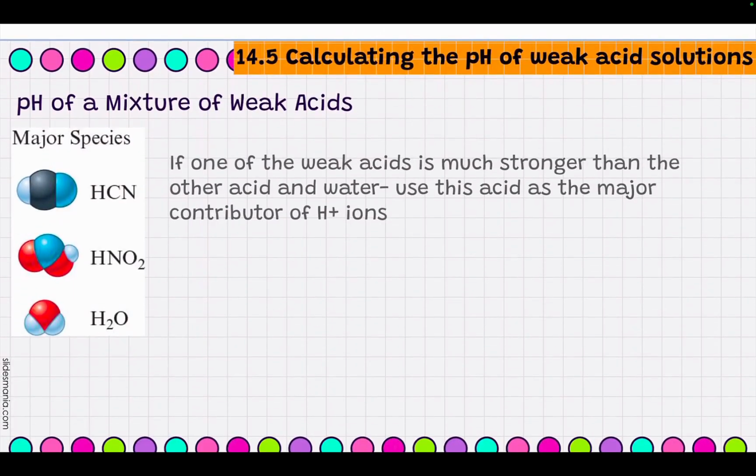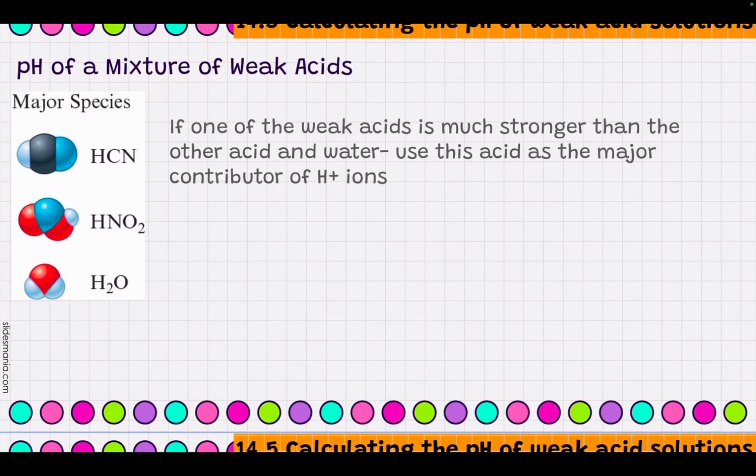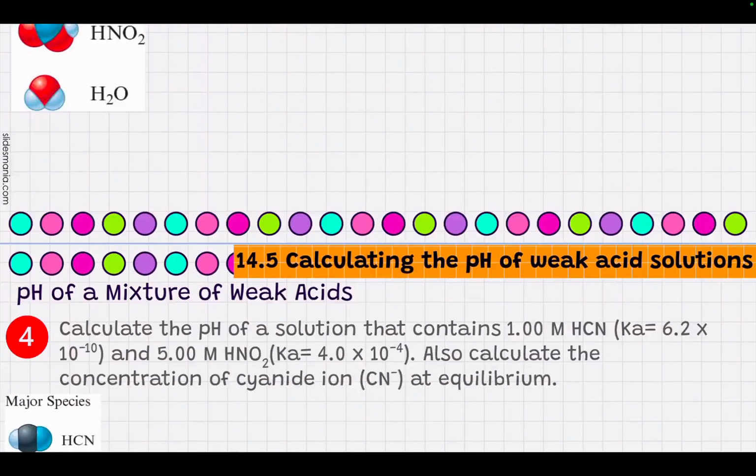So the next question that I have for you is when we mix together more than one weak acid. When we do this, we're going to choose the acid of the weak acids that is strongest, and that will be the one that is controlling the pH.